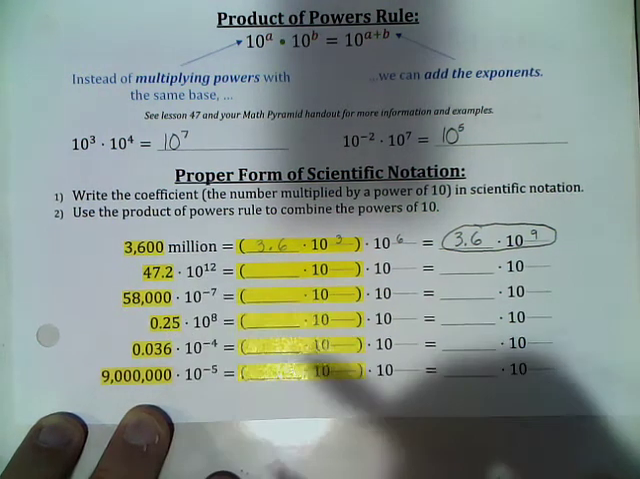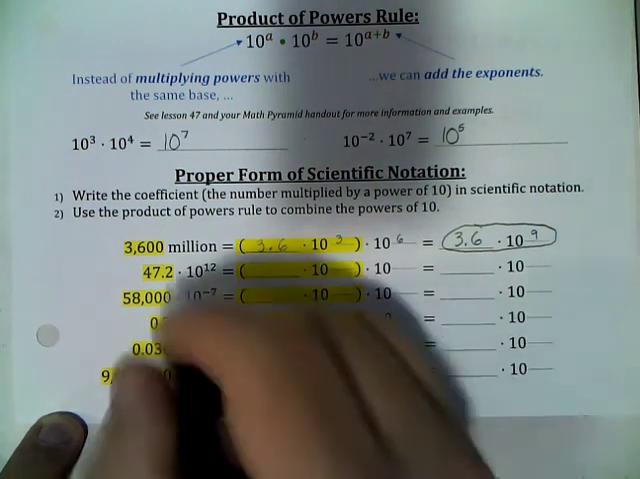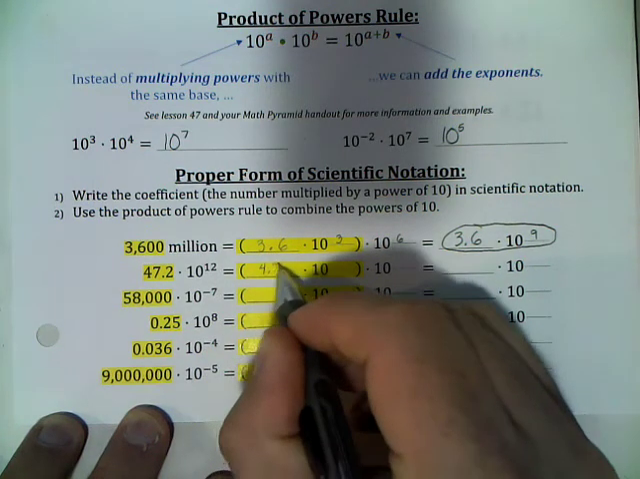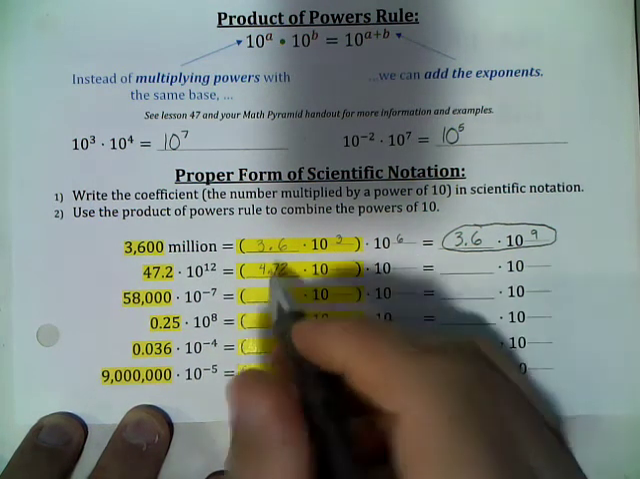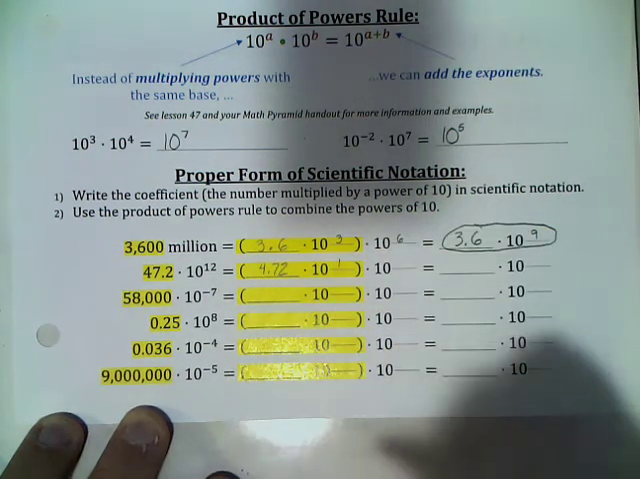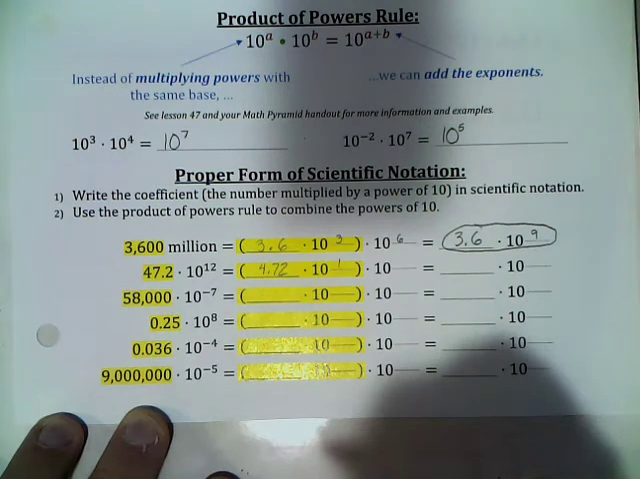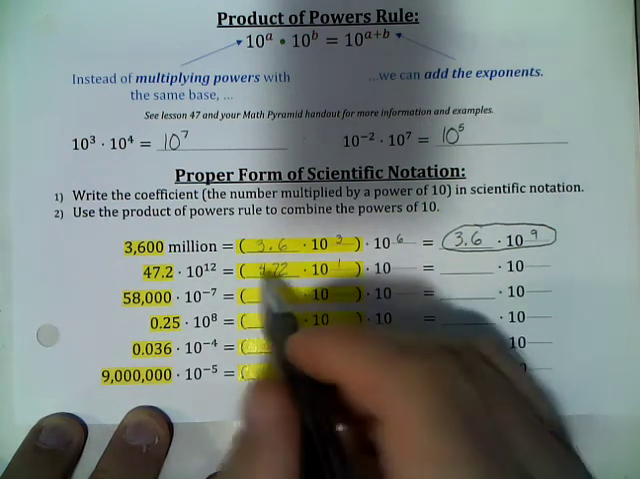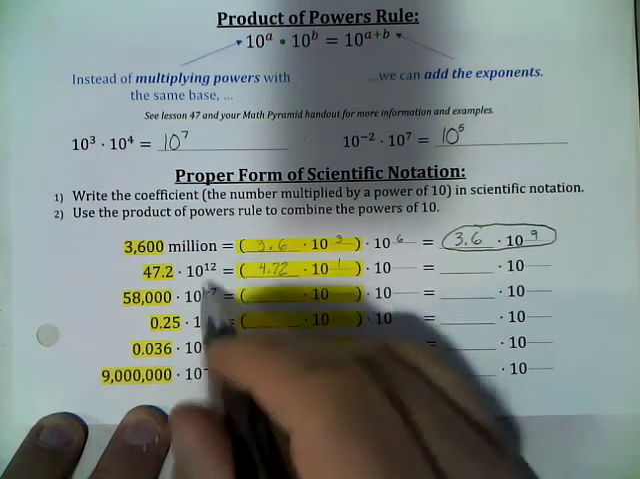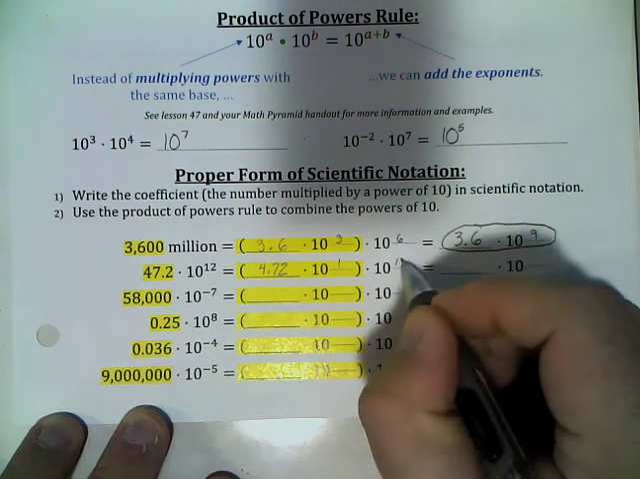47.2 times 10 to the 12th power. I'm going to take my 47.2, and I've only got to move that decimal over once to make that a single whole number digit, which since I moved it over once, it'll just be a 1 up there. I'm going to move it one space to make it bigger. This has got to get bigger to turn back into a 47.2. Now 10 to the 12th will just get copied.